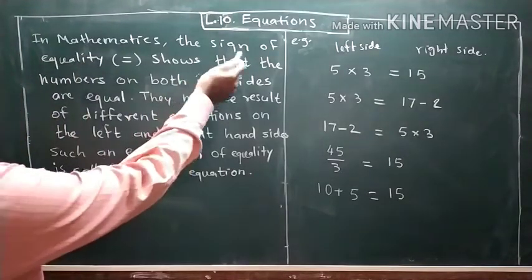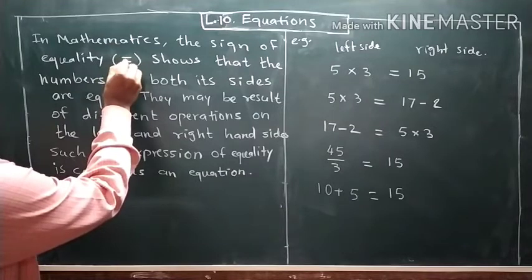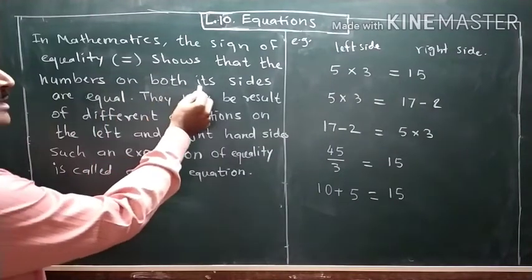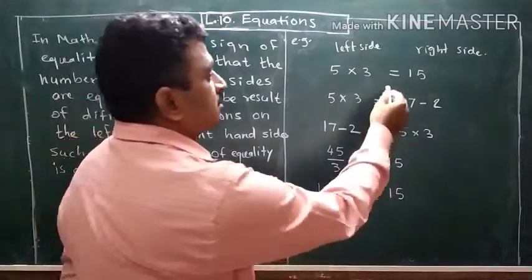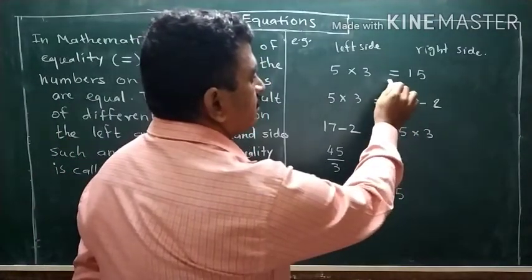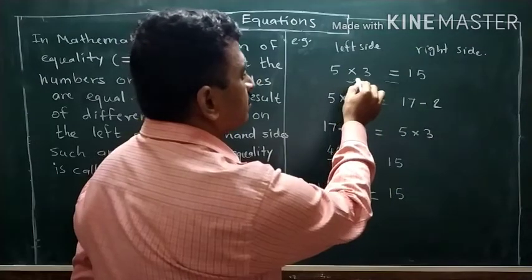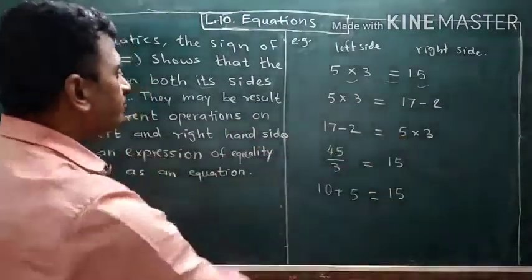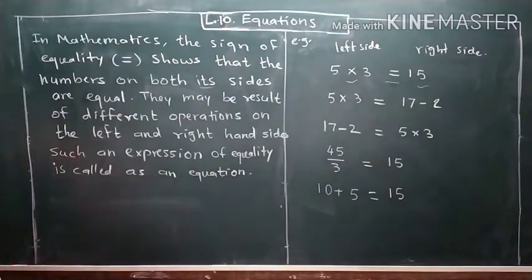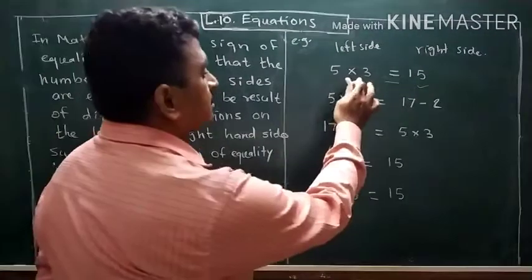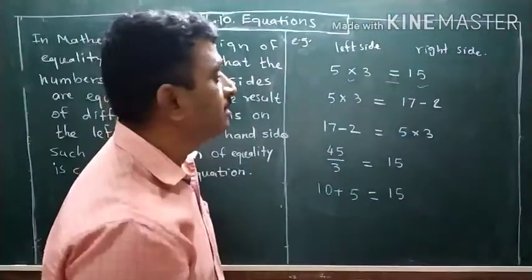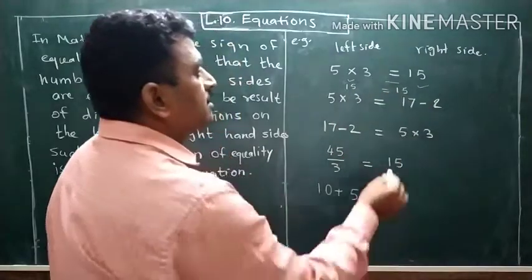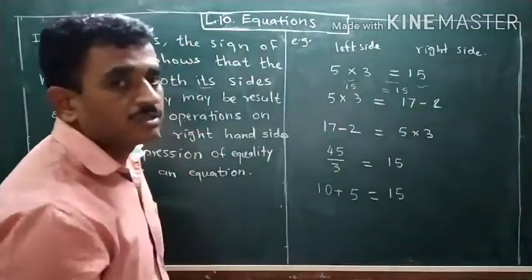In mathematics, the sign of equality, the is equal to sign, shows that the numbers on both its sides, this is the first number and this is the second number, on both sides of the equal sign, are equal. Why is it called equal? 5 multiplied by 3, the answer is 15, is equal to 15. So the left side and right side of the equal sign are equal.